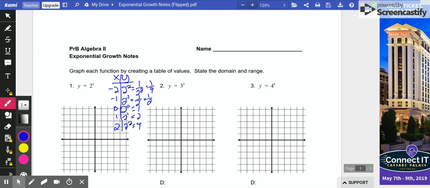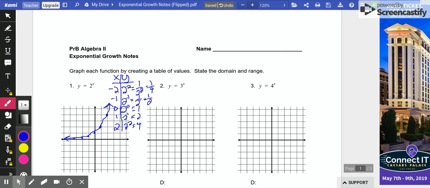Now we're going to plot these points. So -2, 1/4, right here. -1, 1/2. 0, 1. 1, 2, and 2, 4. So you can see what's happening here is as you go to the right, it is going up. And as you go to the left, it's kind of leveling off like that.